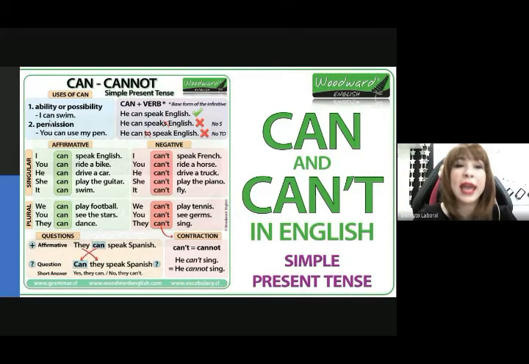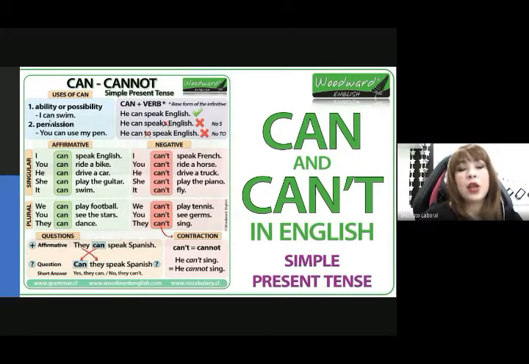Also, we use can and cannot to ask for permission. You can use your pen, ask or give permission. You can use my pen, you can use my pencil. Can I go? If you want to make a question, can I go to the restroom? You are asking for permission.